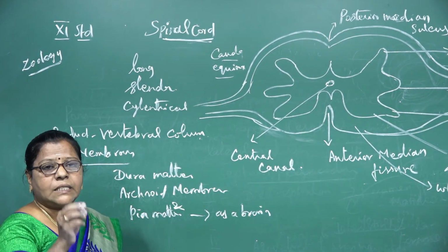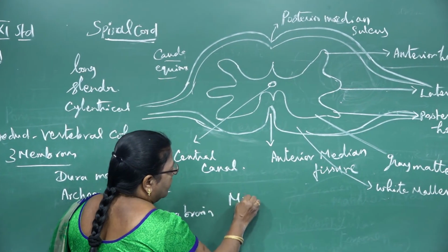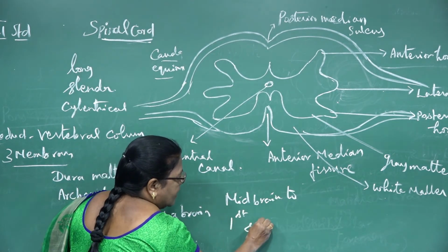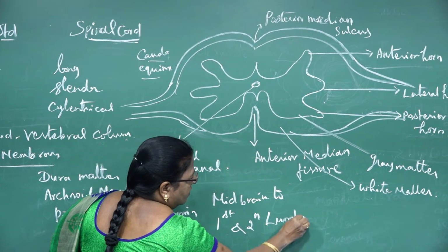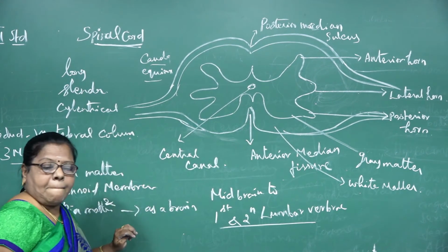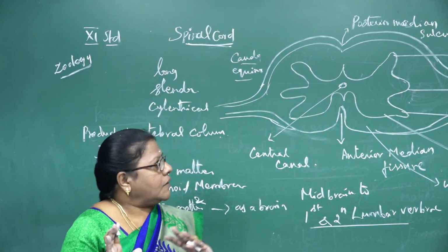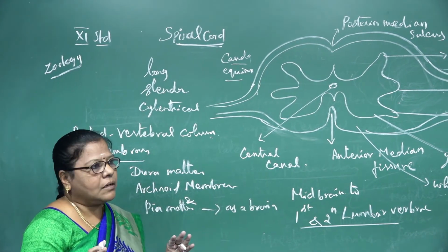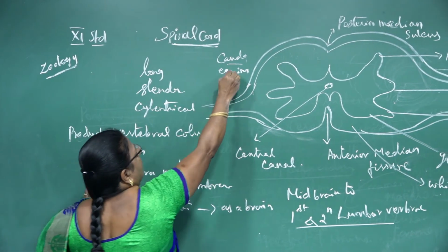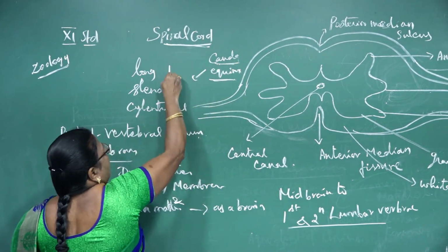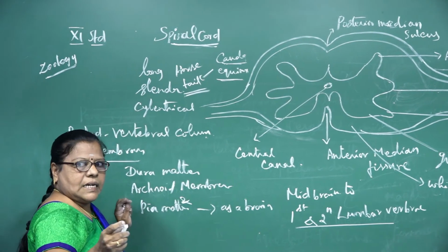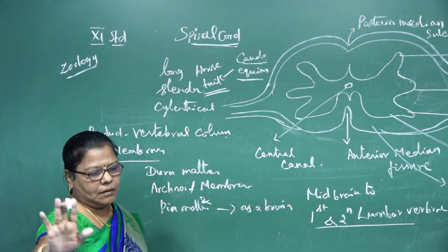The spinal cord extends from the midbrain to the first and second lumbar vertebrae. The last part of the spinal cord has a long shaped nervous tissue, a long shaped structure, that is called the cauda equina, known as horse tail. It looks like a horse tail. Because of its appearance, it is called the cauda equina.